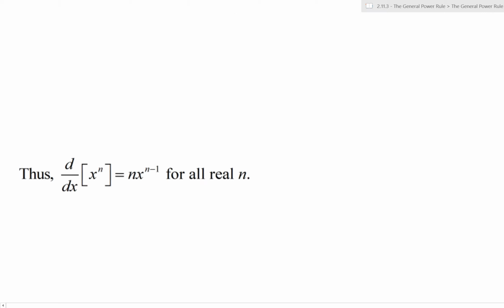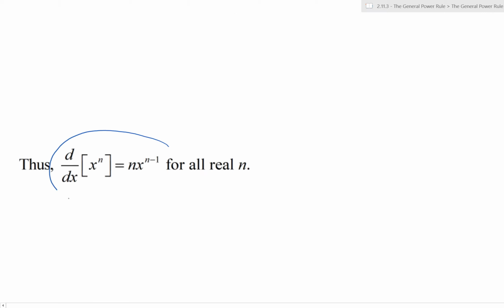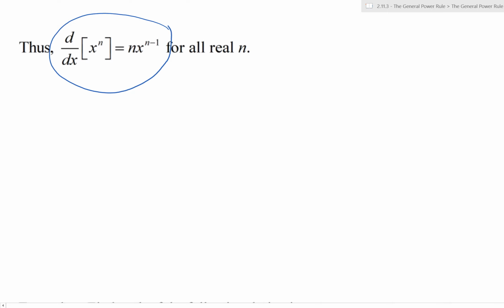And there you go. The general power rule: differentiate x to the n with respect to x, where n is any real number n. And what do we get? N times x to the n minus 1. Of course, we had previously established that for all rational numbers n, but now we extend it. All rational and irrational numbers n, meaning any real number n. So there we go. It works.